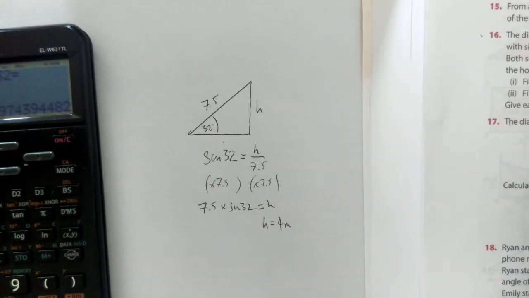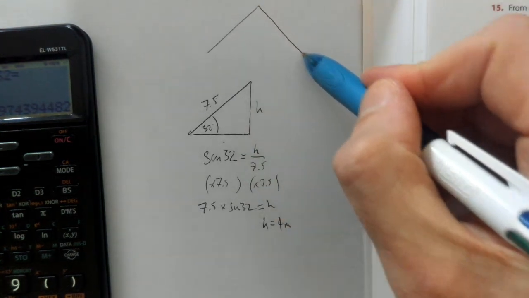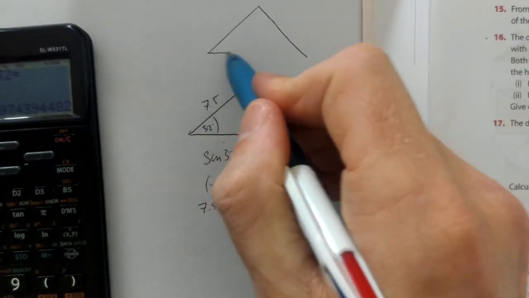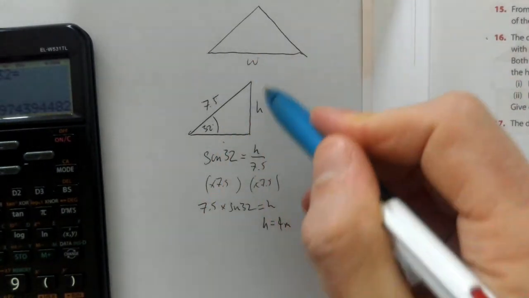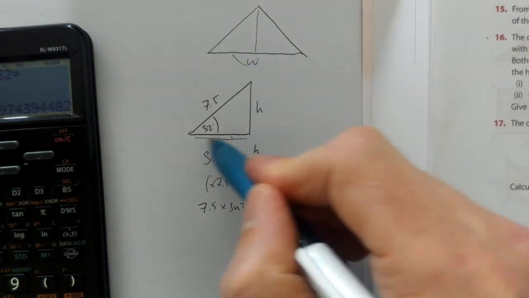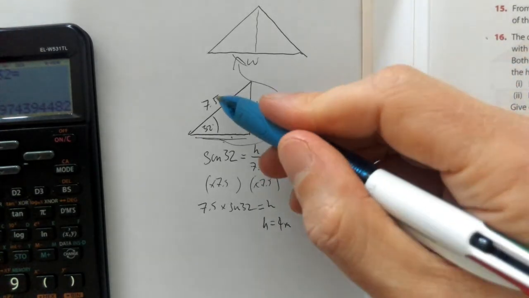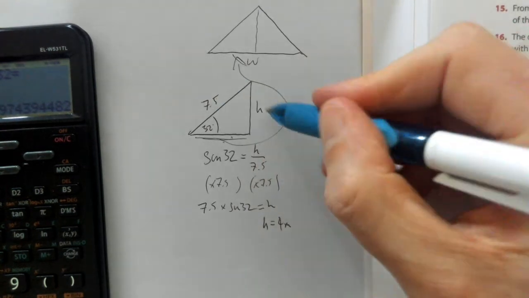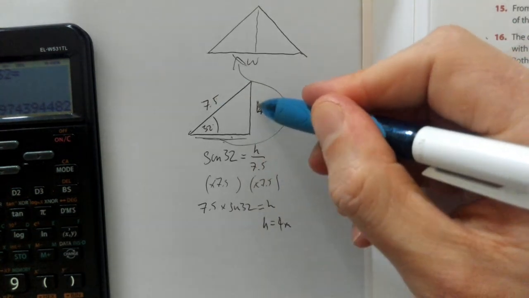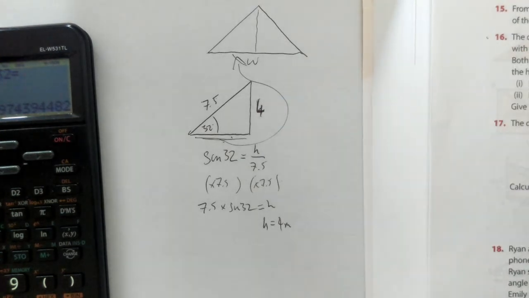Find the width W of the roof support. So this is W here, that's the isosceles triangle. If I work out this length here and double it, then we're done, aren't we? So for this triangle, I've got 7.5 and I've got 4 here now. We can use 4 because the question said to round it to one decimal place.